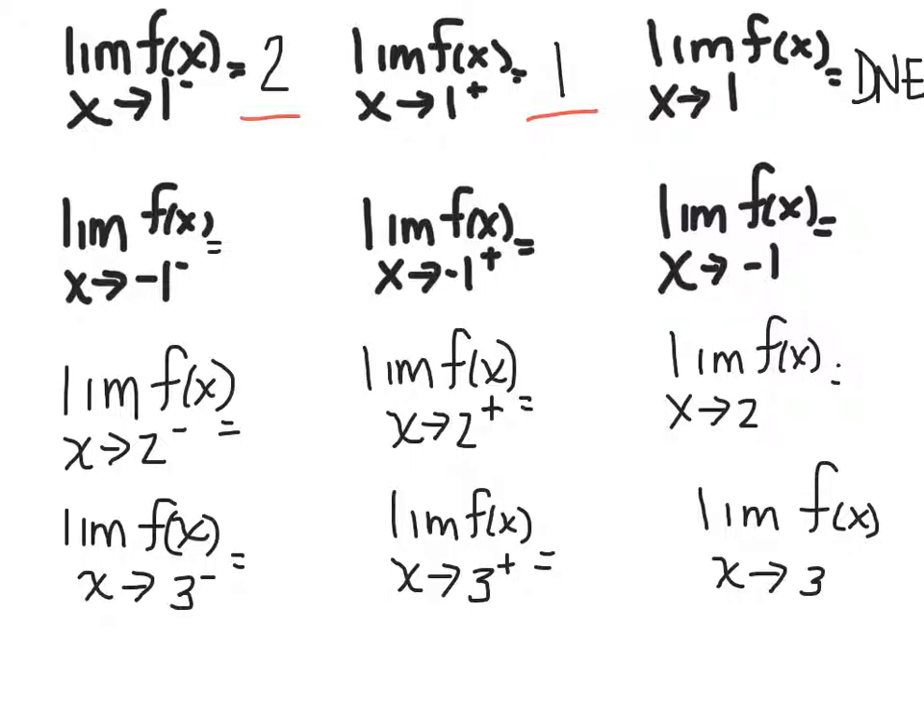When you're looking at negative 1, as x is approaching negative 1, the function is approaching negative 1 from the left-hand side. It's also approaching negative 1 from the right-hand side, so the limit for the function is negative 1.